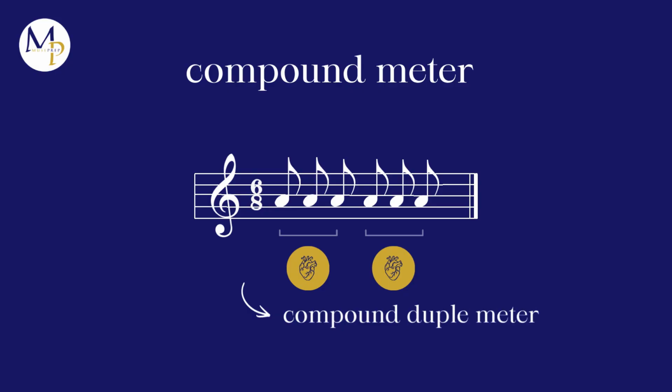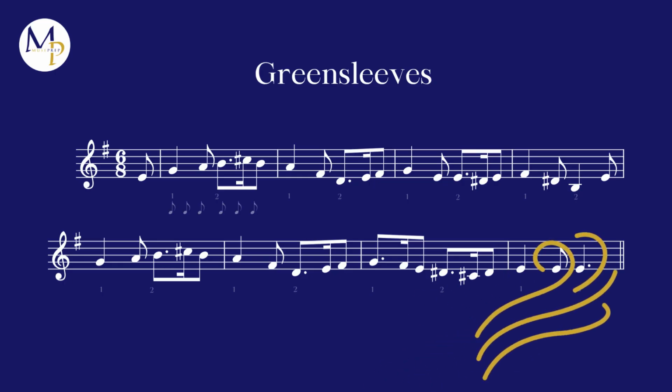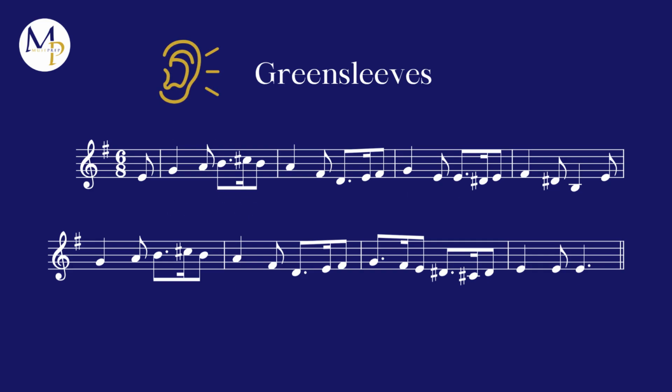A well-known example of 6/8 time is the traditional English folk song Greensleeves. Here, the six eighth notes in each measure are clearly grouped into two beats, each consisting of three eighth notes. This creates the characteristic flowing feel of compound duple meter. Even though you can count six smaller notes, you usually feel the music in two larger beats. Listen to this example and notice how the melody naturally follows this pattern.